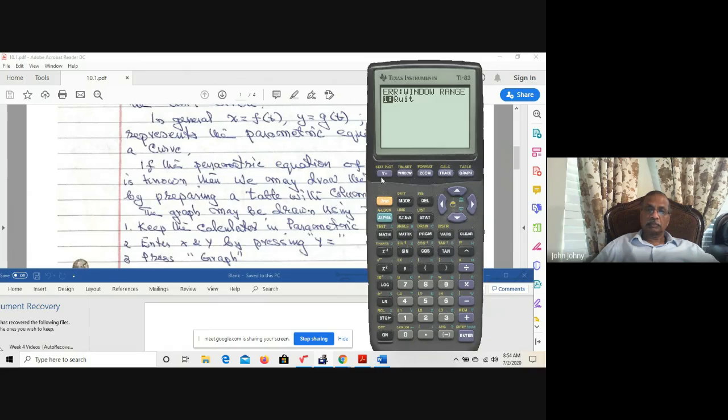Window range, some problem. Window: 0 to 2 pi, step 0.1, x from -2 to 2, okay. Y minimum is -2. Y maximum is 2. Y scale is 1. Hopefully that will be fine. So that is how you draw it.